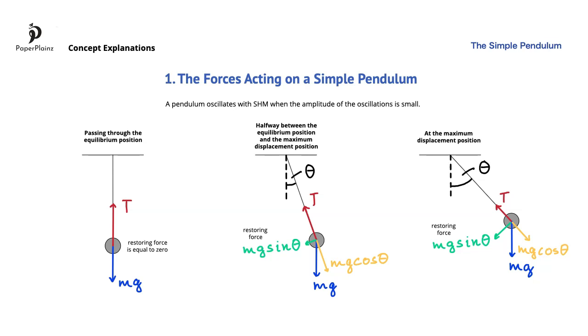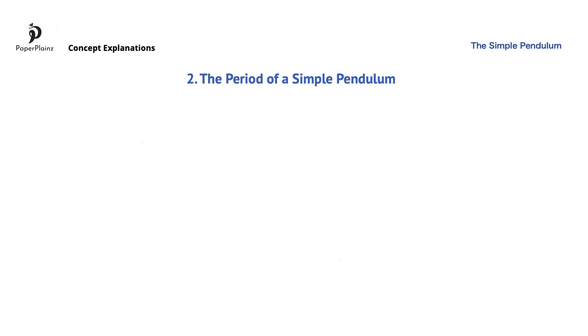A final point to add here is that the direction of the restoring force at any point is tangent to the circle. Or, put differently, it is perpendicular to the tension. Now that we understand the forces that act on a simple pendulum, we are ready to derive the equation for the time period of the pendulum.